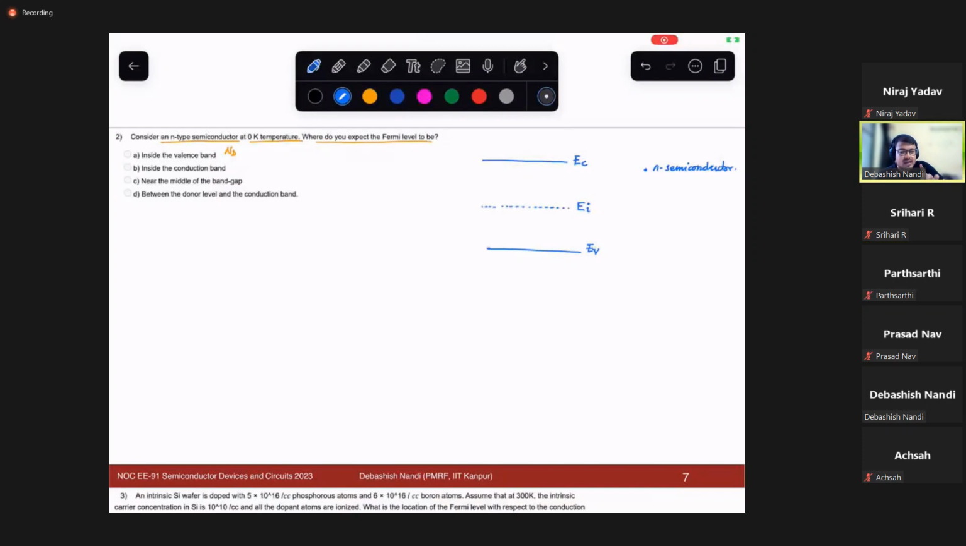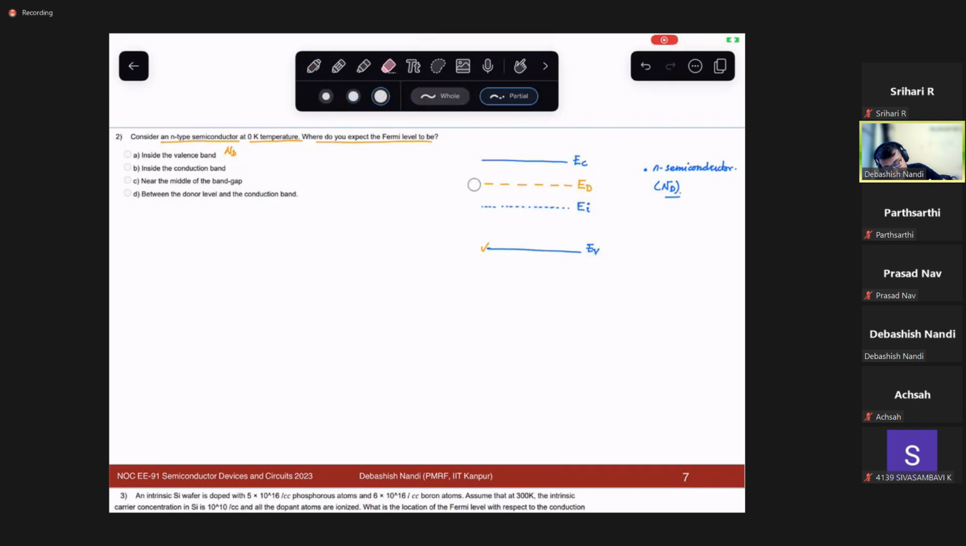N-type semiconductor means there should be some donor atoms. Donor atoms have to be there to form an n-type semiconductor, so donor atoms have some energy level. Let's say this is the energy level of donor atoms, let's call it ED. By the way, why do I draw this line as continuous and this line as a discrete dashed line? Can anyone tell me? Do you know it?